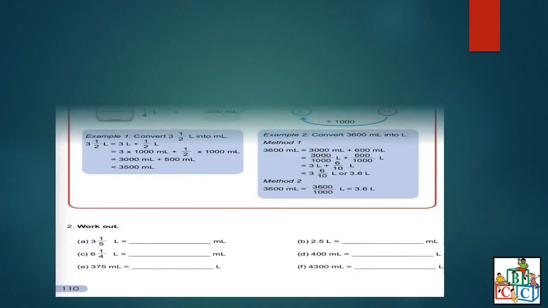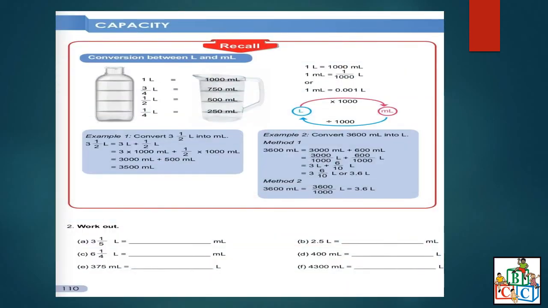In your book, page 110, now you have the conversion between liters to milliliters. We just saw this. 1 liter is equal to 1000 milliliters. So this table as well, you're going to copy in your copybook. 3/4 liters, you're going to do 3/4 times 1000. You will have your answer as 750 milliliters.